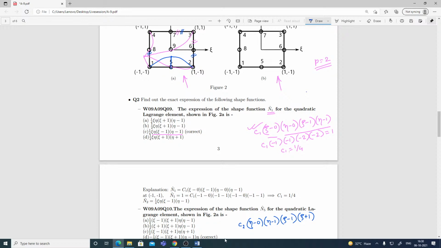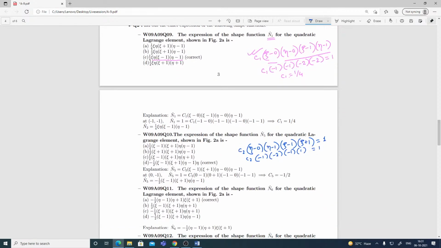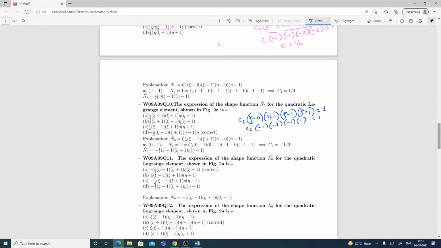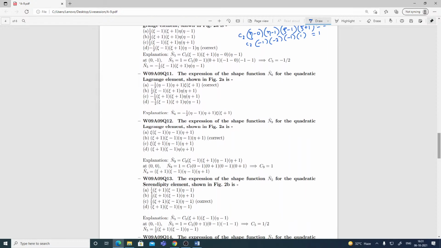Coefficients have to be calculated in order to make it 1 at node 5. What is the coordinate of node 5? The coordinate is 0, -1, so xi equal to 0 and eta equal to -1. That brings -1, -2, and with xi equal to 0, that gives 1. This brings 1. So C2 times this is 1, and that will give you the coefficient. As you can see, it has turned out to be minus half. Now N6 is similar.